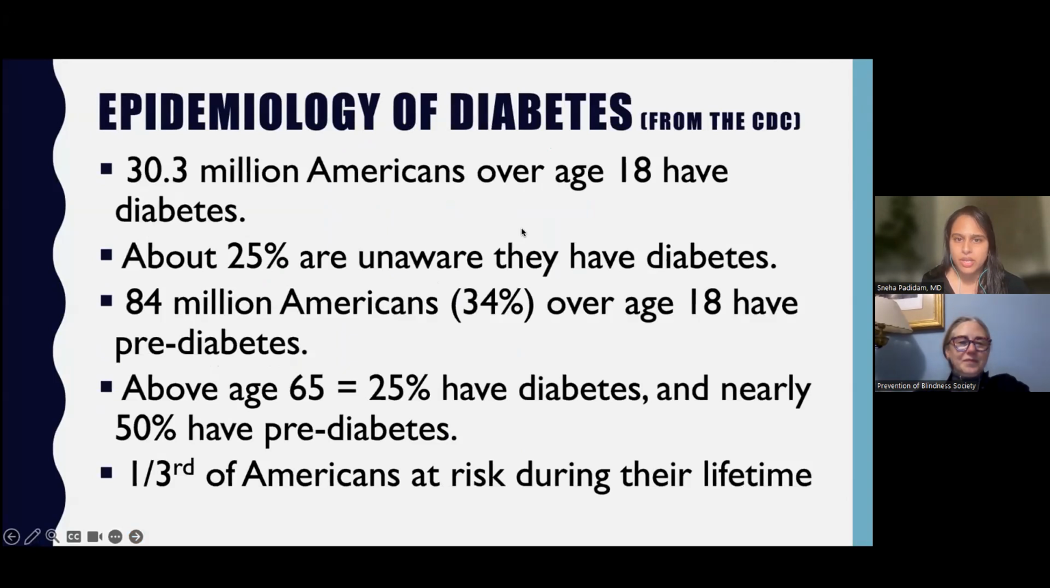30.3 million Americans over the age of 18 have diabetes. And surprisingly, about 25% are unaware that they have diabetes. The amount of people with pre-diabetes is even higher. And above the age of 65, 25% of people have diabetes and nearly 50% have pre-diabetes. This is a very common condition. One third of Americans are at risk during their lifetime.